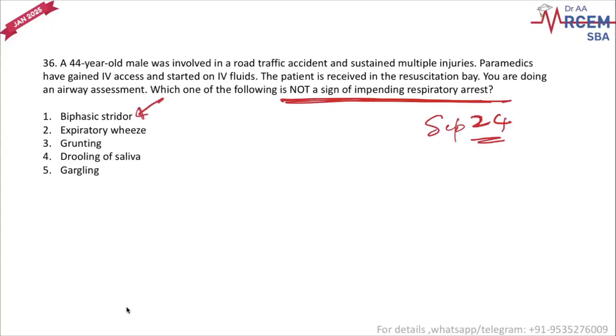Biphasic stridor means the airway is narrowed, so he can have impending respiratory arrest at any point of time. Grunting, yes. Drooling of saliva, yes, because he is not able to swallow, which means something is seriously wrong. Gurgling, yes, this is pooling of secretions, which is why you get this gurgling sound. Expiratory wheeze: someone who is having asthma also has a wheeze, which doesn't mean he is in impending respiratory arrest. So the right answer is expiratory wheeze, or just a wheeze. It can be inspiratory or expiratory.